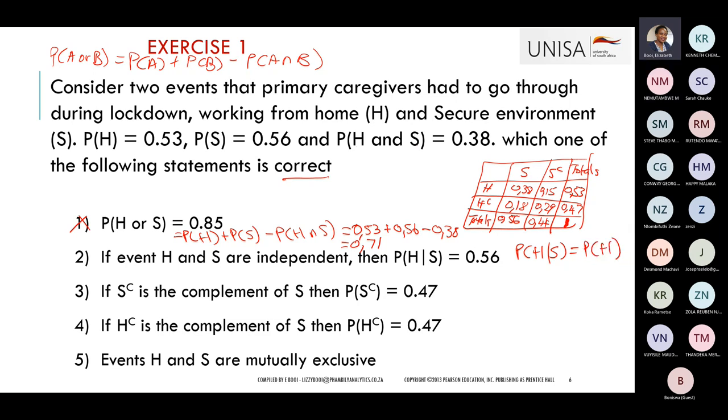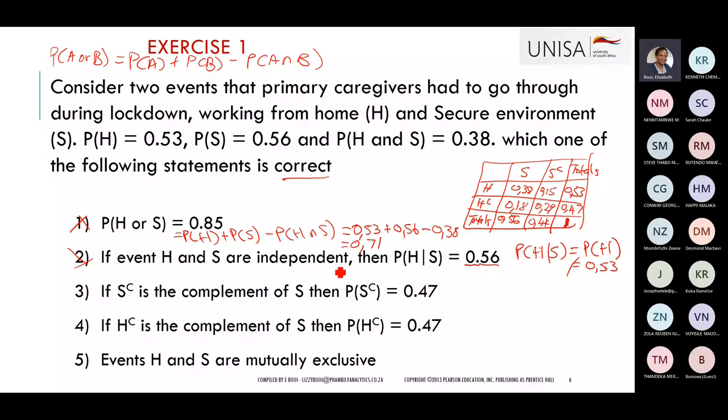What is the probability of H? 0.53. So therefore, they are not independent, because this should be the same as that, and they're telling us it's 0.56. So that is not correct. And that's how you're going to check, because they told you that they are independent. Therefore, if they are independent, then the probability of H and S should be the same as the probability of H, but the probability of H is 0.53. So it's not correct. It should be 0.53 there.